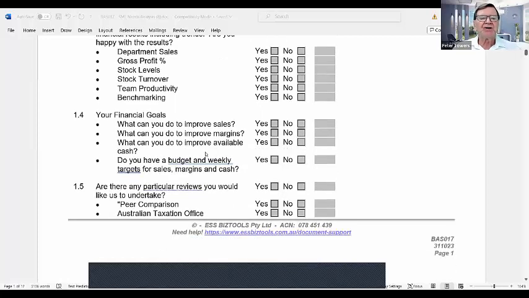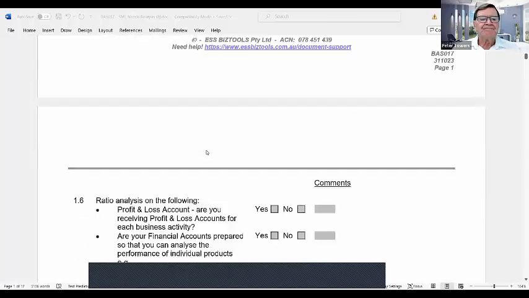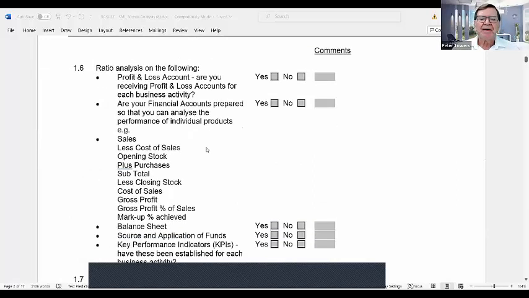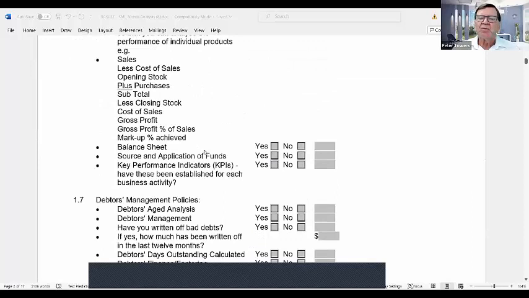So what are the financial goals that the owner has? Are they getting the information they require on ratio analysis? Do they understand what all this means? And within ESS BIZTOOLS, we've got all the material to do this. But this is your initial discussion with them.